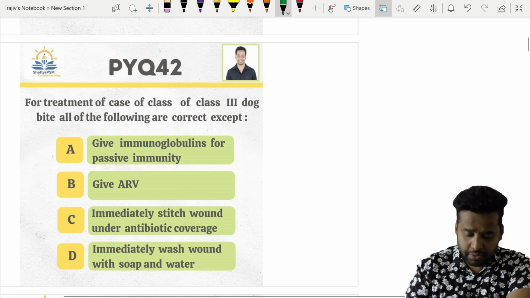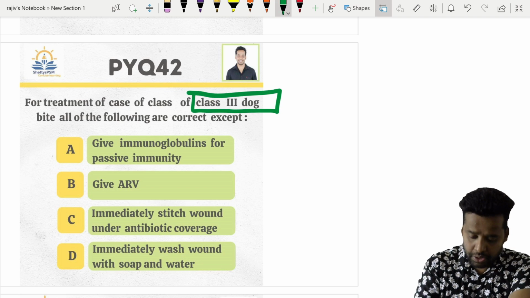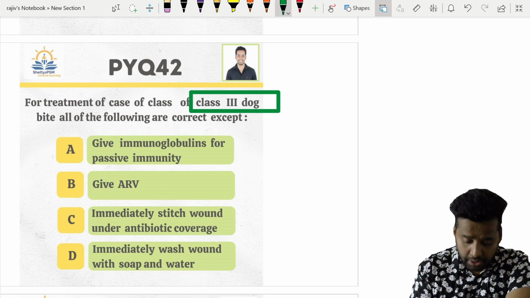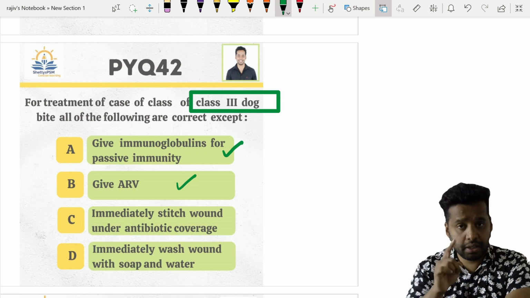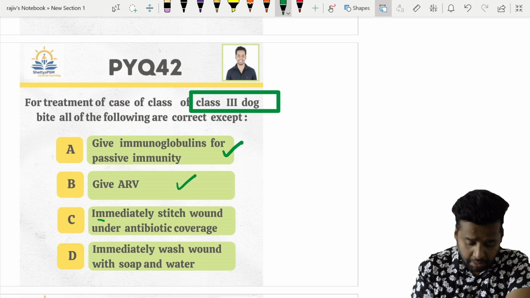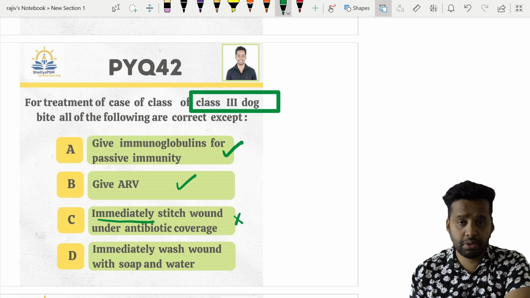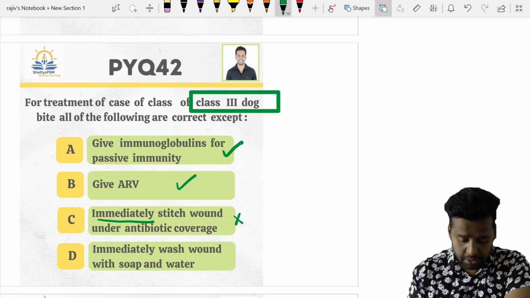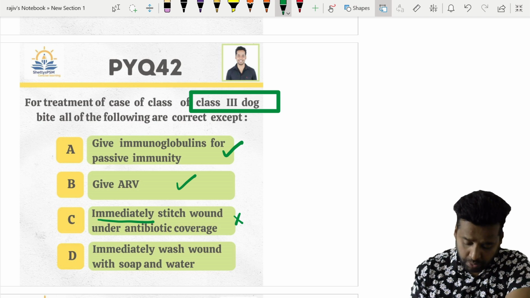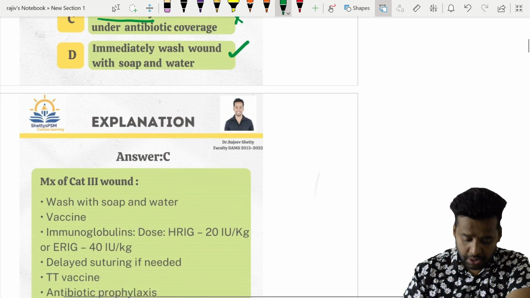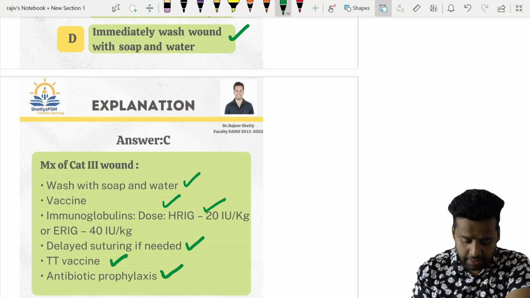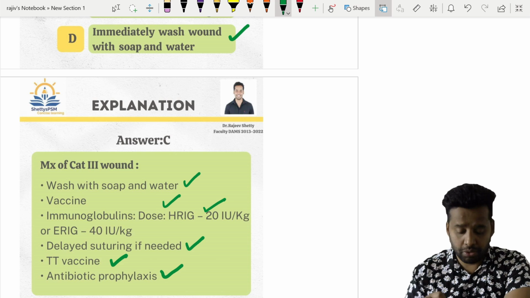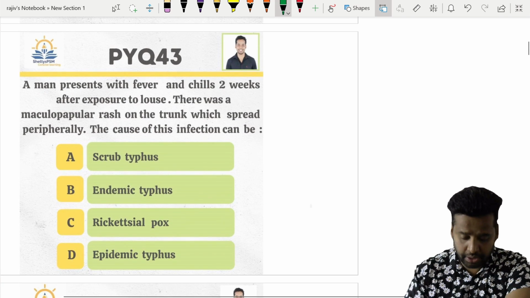For treatment of class 3 dog bite, which of the following is not done? Immunoglobulins given, yes, very important. Vaccine is given. Category 3, both vaccine and immunoglobulin. Immediately stitch the wound? No, we have to delay the wound suturing, not immediately. Washing is done? Yes: wash, vaccine, immunoglobulin, delayed suturing if needed. We have to give TT vaccine and, at the same time, antibiotic prophylaxis in case of category 3 bite.